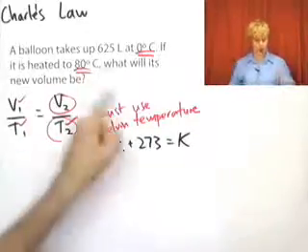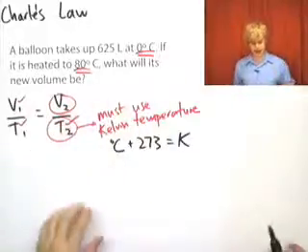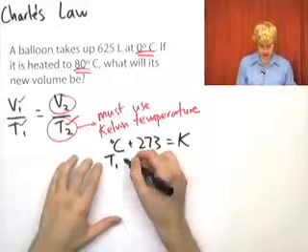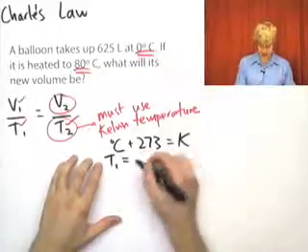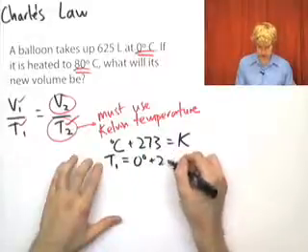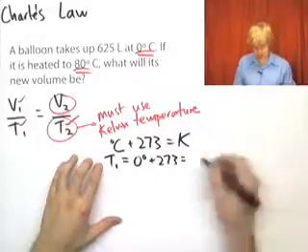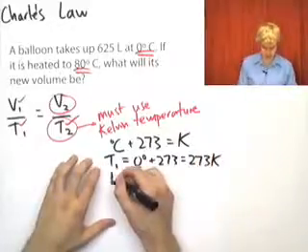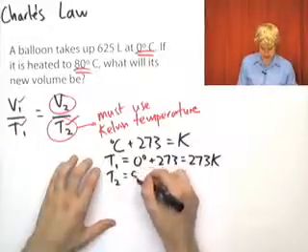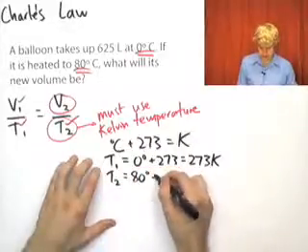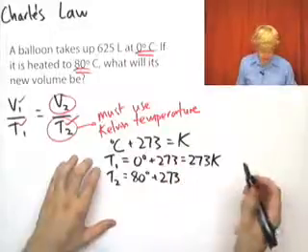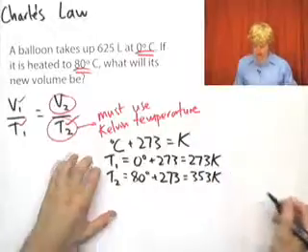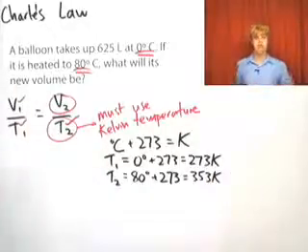First of all, though, we're going to have to change these Celsius temperatures into Kelvin temperatures. So T1 equals 0 degrees Celsius plus 273 equals, well, this one's easy, 273 Kelvin. That's our T1. T2 is going to be 80 degrees plus 273, which is going to give us 353 Kelvin. See, these are the 2 Kelvin temperatures that we're going to have to use going into this.